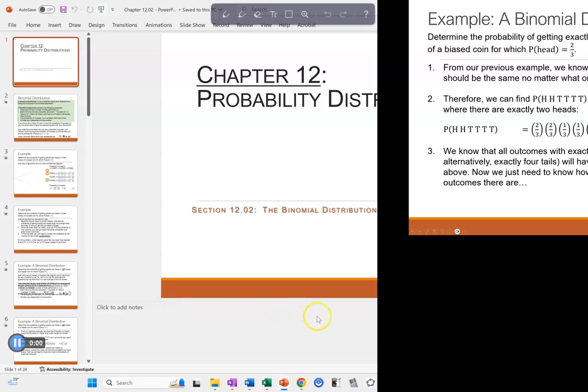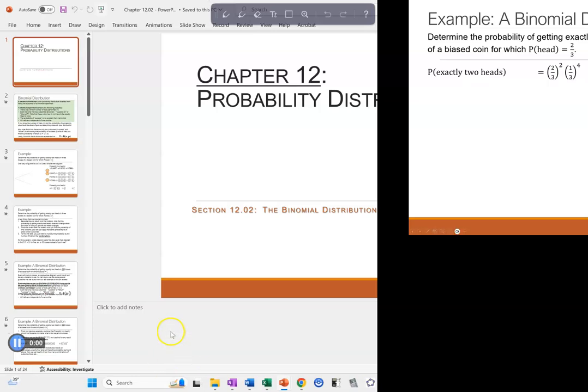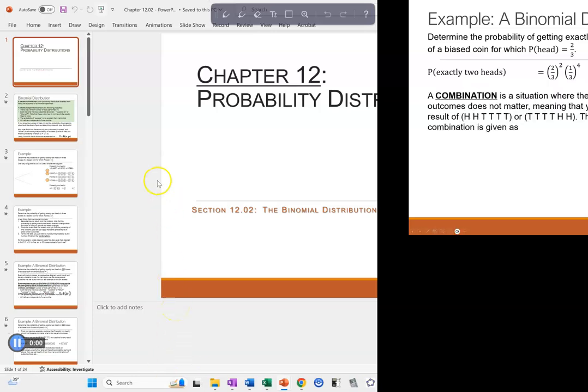Now that we know that all the outcomes with exactly 2 heads will have the probability above, we just need to find out how many different combinations there are to get 2 heads. To think about this, a combination is a situation where the order of individual outcomes does not matter, meaning you do not care if you get a head, head, tail, tail, tail, tail, or tail, tail, tail, tail, head, head. The formula for combination is as given.